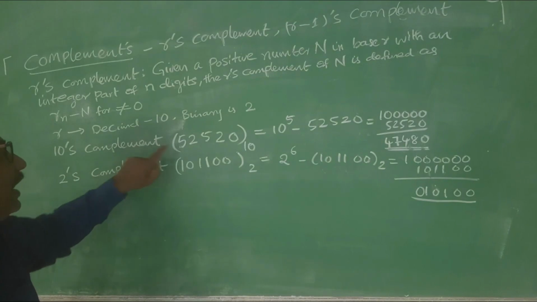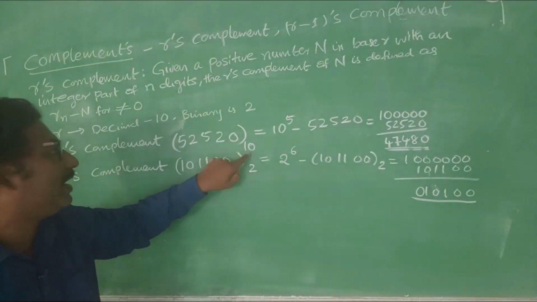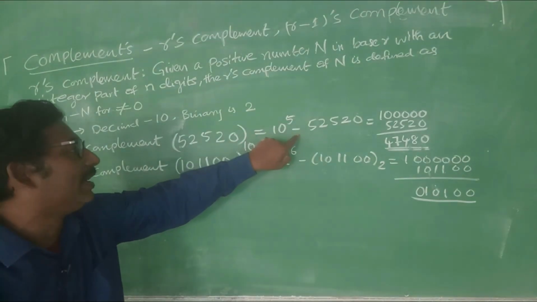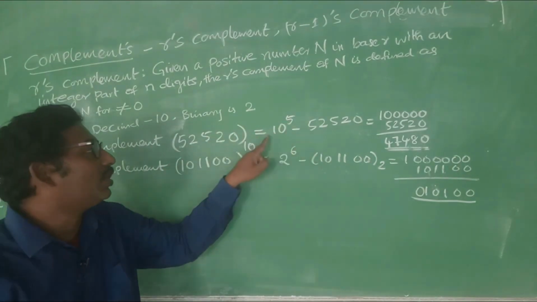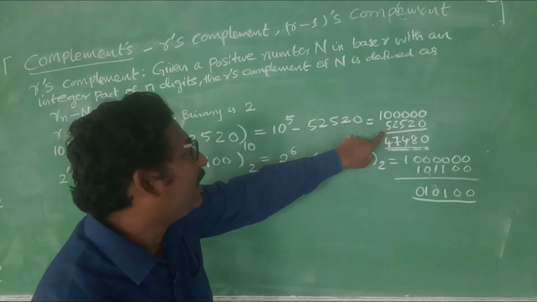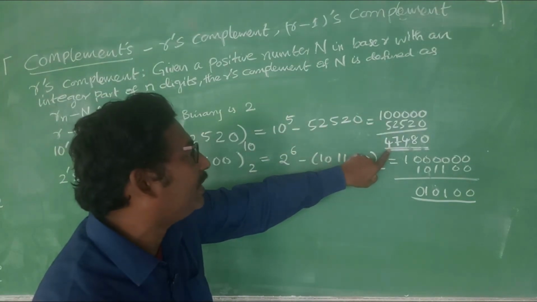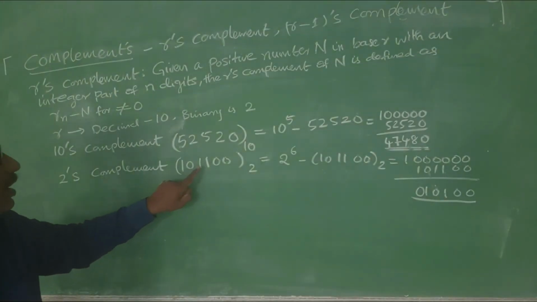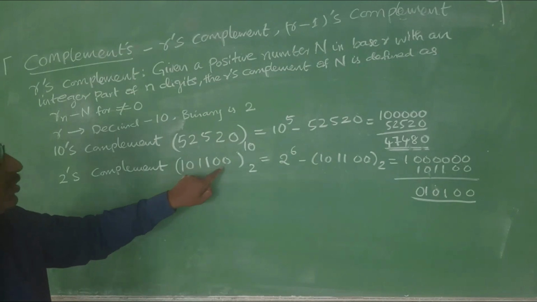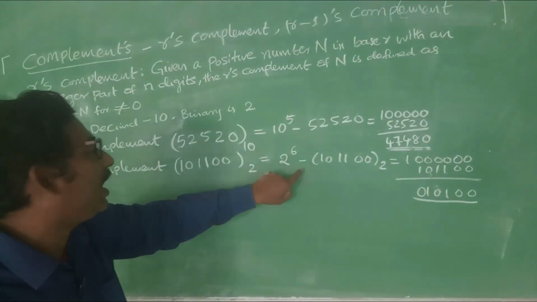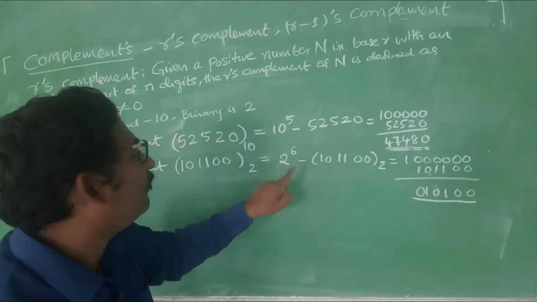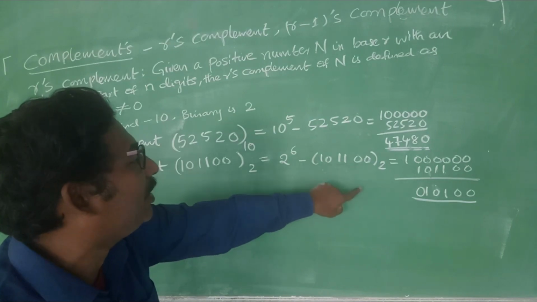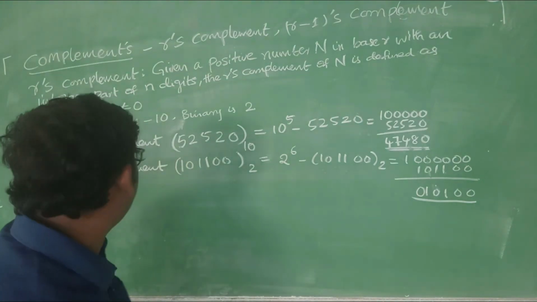So for 10's complement, I took an example 52520 base 10. 10 to the power of 5 minus the value which we were given. So 100000 minus 52520, what we got is 47480. Next comes the 2's complement. I took an example of 101100 base 2. 2 to the power of 6 minus this value, that is 1 followed by 6 zeros minus this value. Then we got 010100.